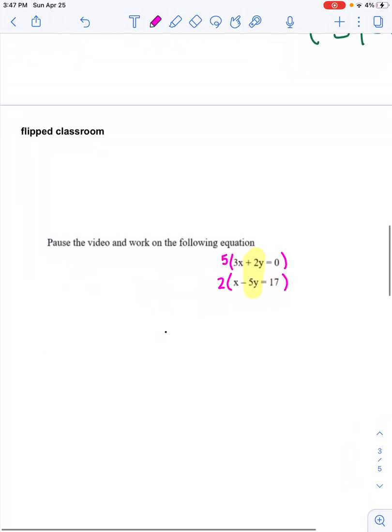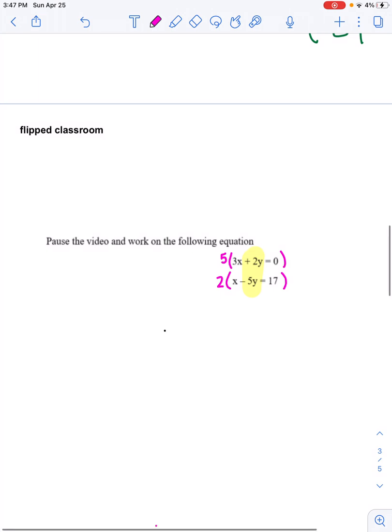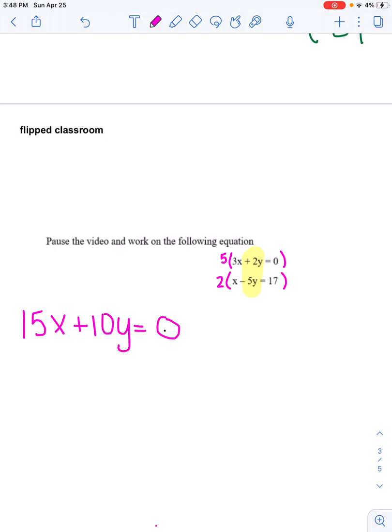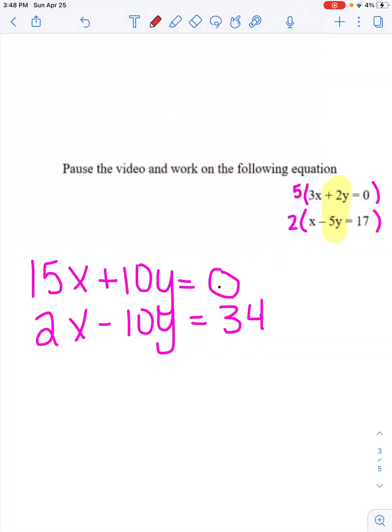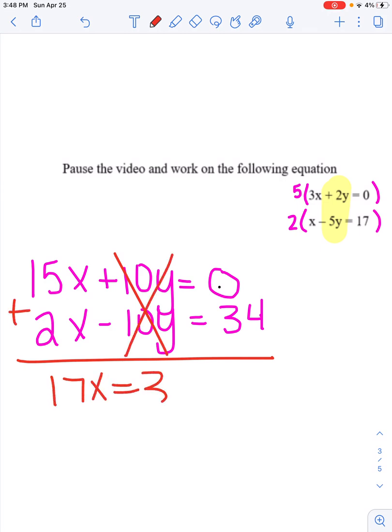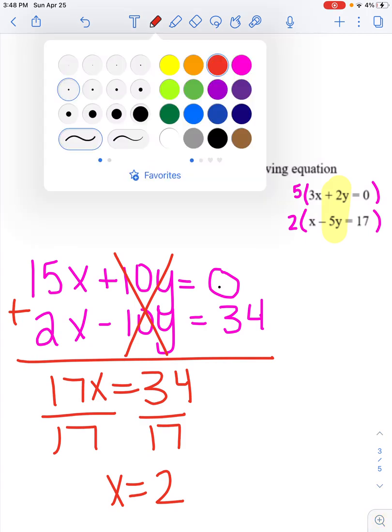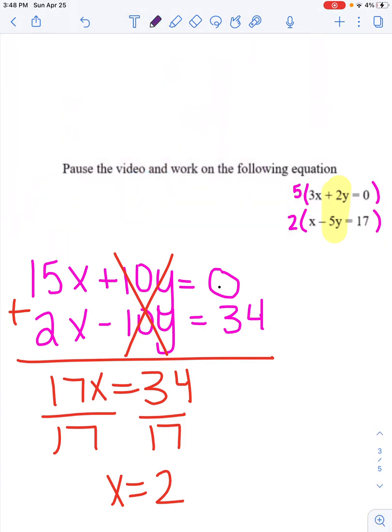Okay, so when I multiply the top by 5, I get 15x plus 10y equals 0. And the bottom, I get 2x minus 10y equals 34. Now my step after this is now we're going to add. That eliminates the y's. I get 17x equals 34. Divide by 17. I get x equals 2. So after that step, we now need to solve for y.